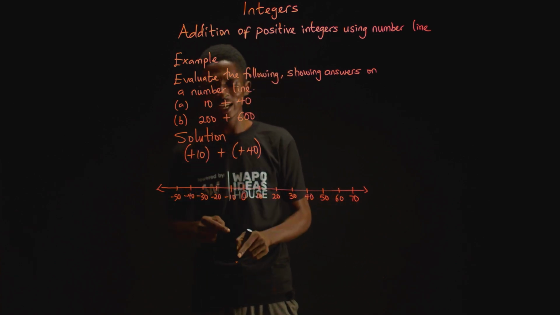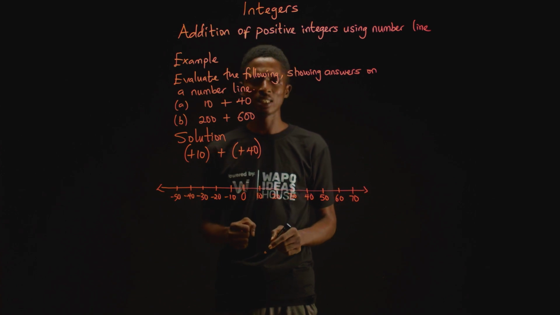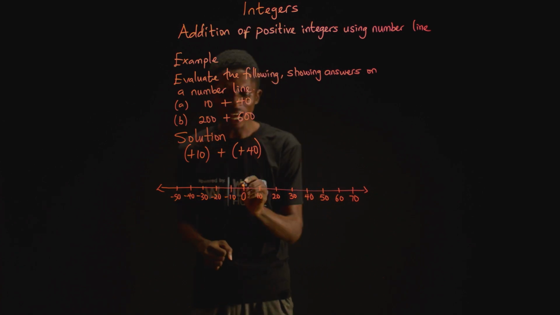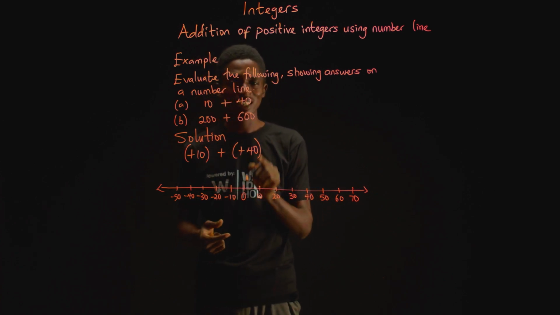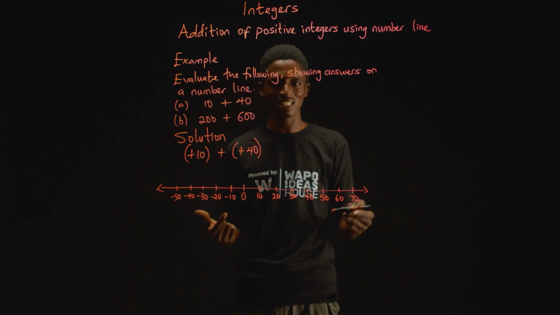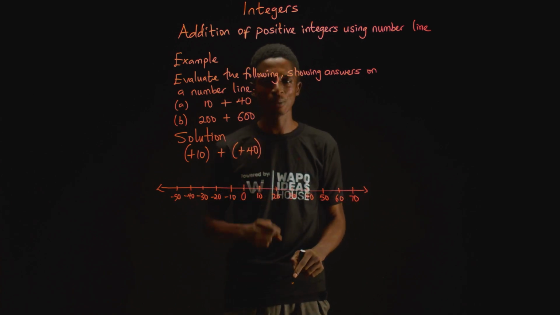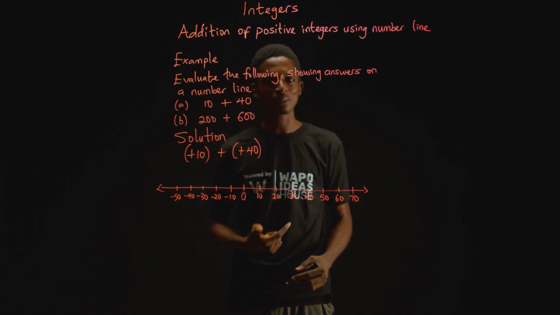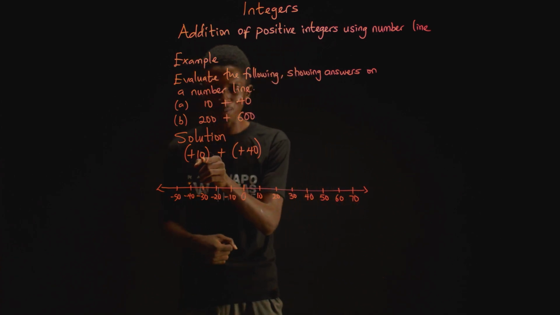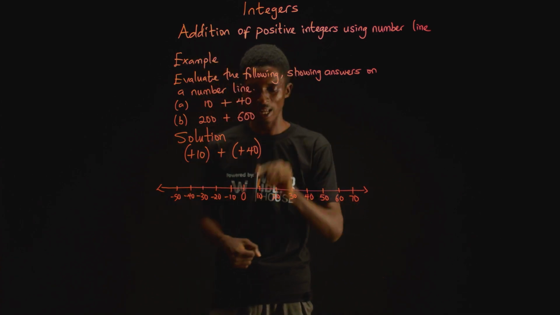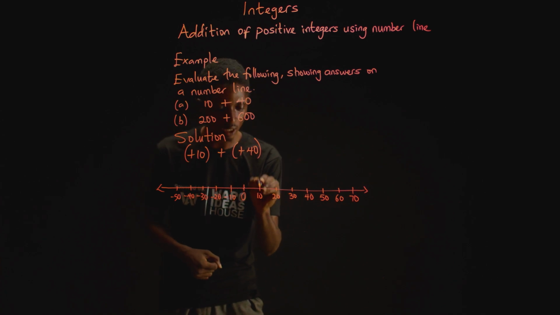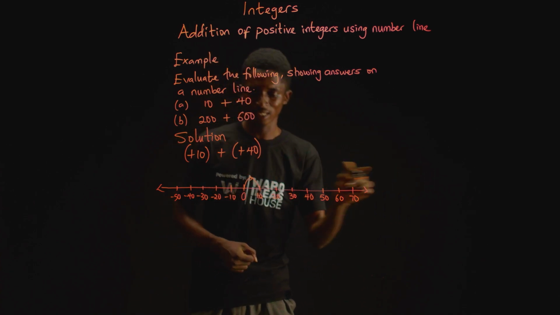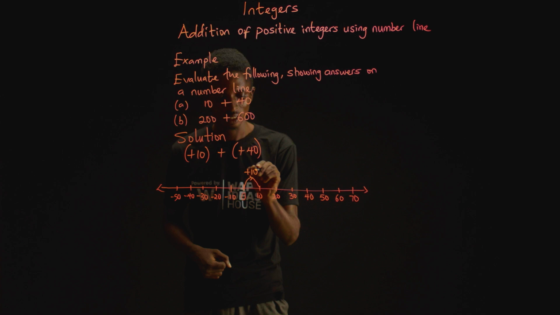We have plus 10 plus 40. Always start from the neutral integer 0. Now we are to move how many spaces? Remember, the interval is in tens. That is, 10 represents 1 step, 20 represents 2 steps, 30 represents 3 steps, and so on. So since we are going to plus 10, we are only going to go 1 step. So from 0, you go 1 step in this direction, the right, to indicate plus 10.